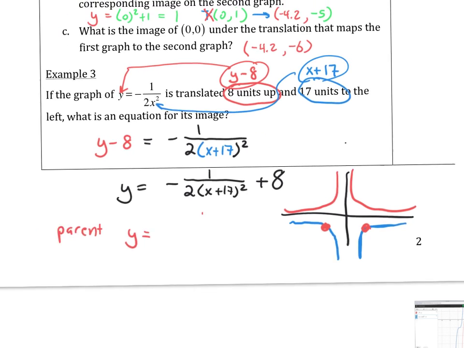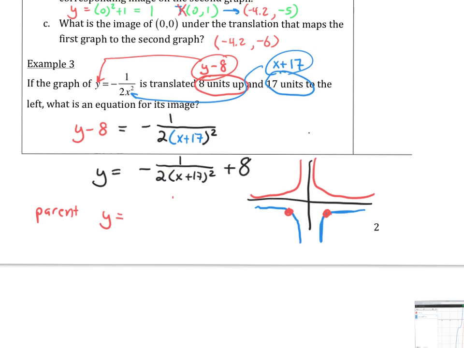All right, so the question here, if the graph is translated, what is the equation? So this is the answer. This is just giving you a graphical analysis, which was not part of the question. Just wanted to unpack it a little bit further.